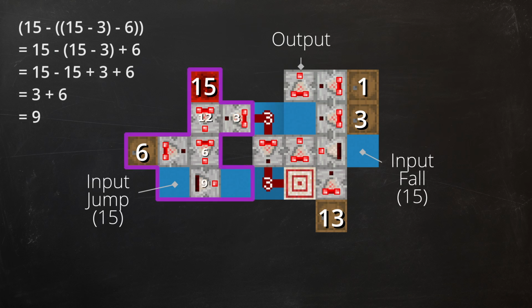So for example, if the signal strength is 3, we'll subtract 3 from 15, which gives us 12. Then we'll subtract 6 from this 12, which gives us 6 again. Then we take 15, we subtract the 6, we get 9, which is our result. So 3 plus 6 is 9.